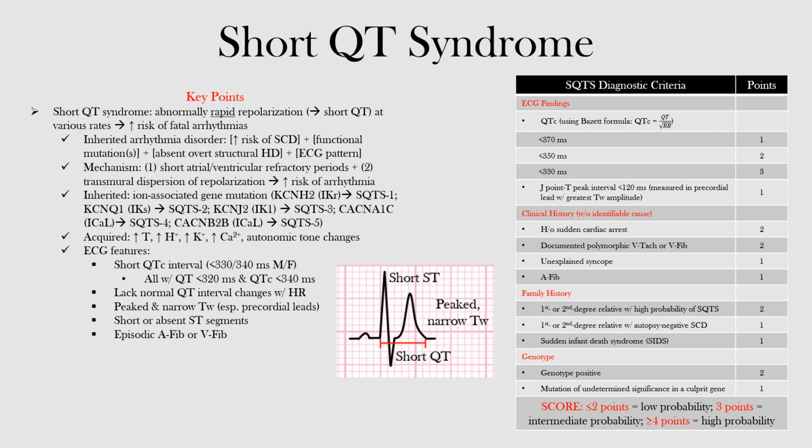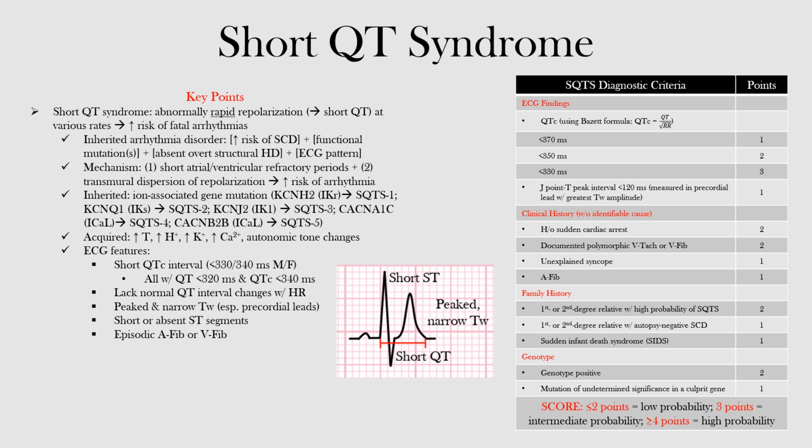So short QT syndrome is a relatively new disease that was first described in 2000. It is only in recent years that we've been able to elucidate some of the genetic, clinical, and electrophysiological abnormalities of the disease. Now, short QT syndrome is much less common than long QT syndrome. In fact, there are less than 100 cases ever reported to date, and the true prevalence remains unknown. Patients are typically young and healthy without structural heart disease. They can present as early as a few months of age to the 6th decade of life, with a median age of about 30 years.